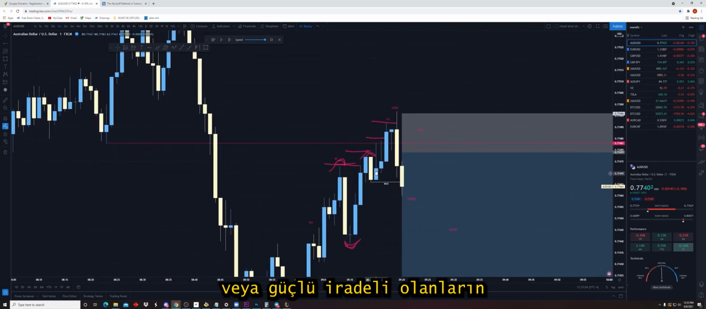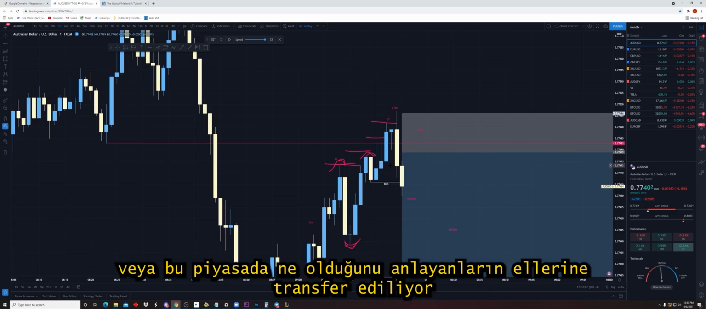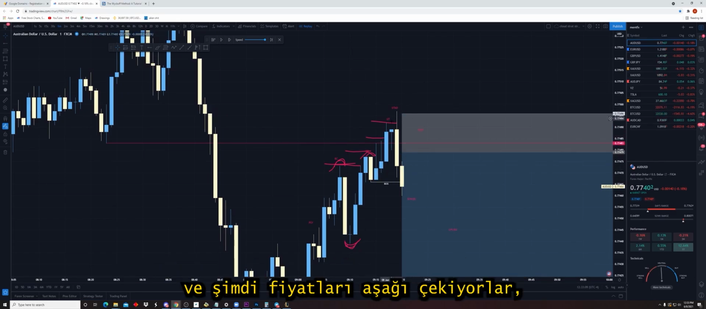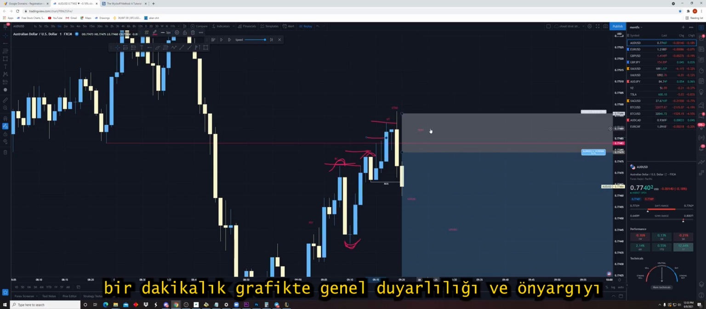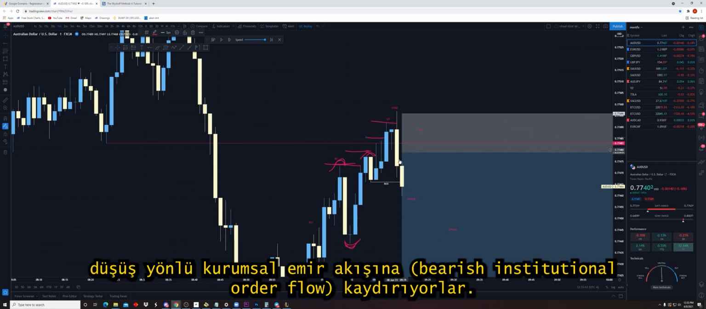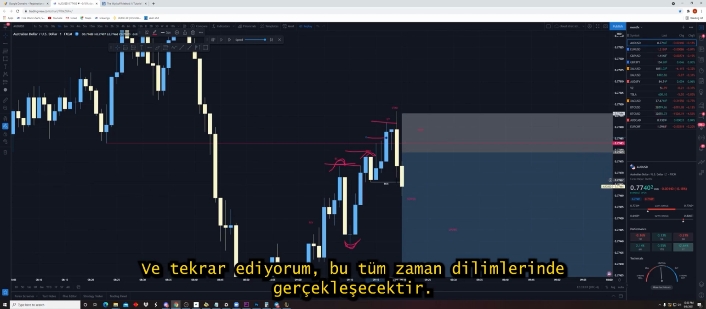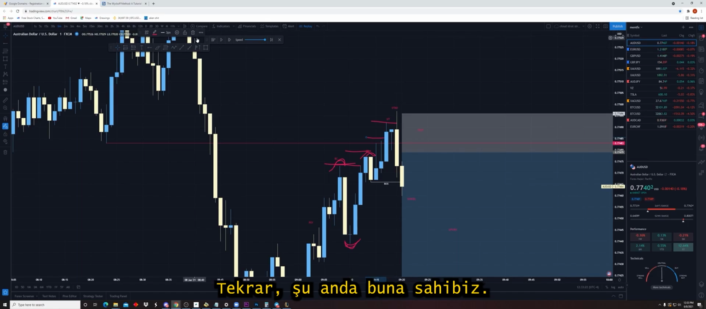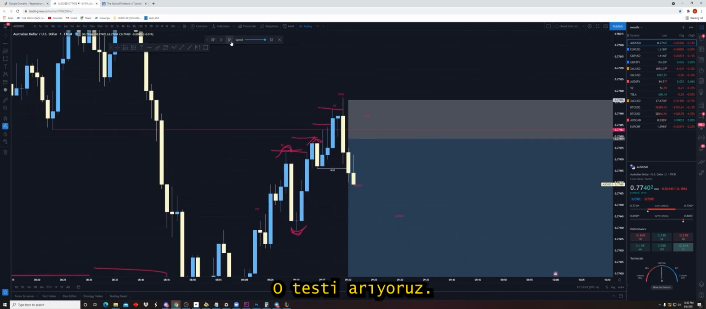Weak hands are being taken and transferred into the hands of the strong, or the strong-willed, or the ones that understand what's happening in this market, and are now bleeding prices lower, shifting overall sentiment and bias into a bearish institutional order flow on the 1 minute. And again, this will happen on all time frames. So what happens as a result?